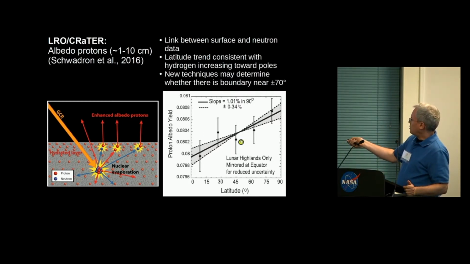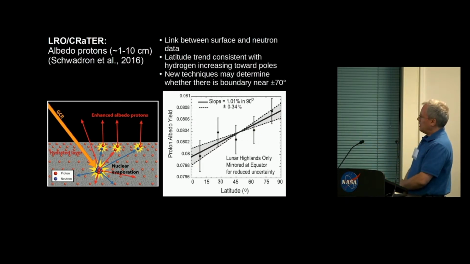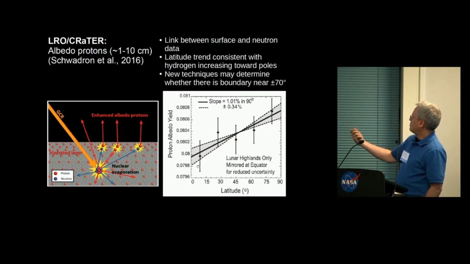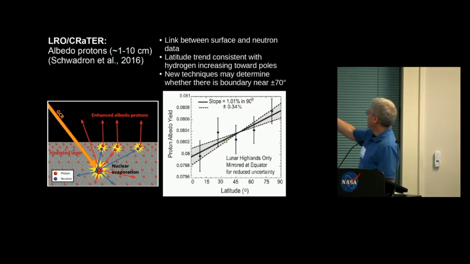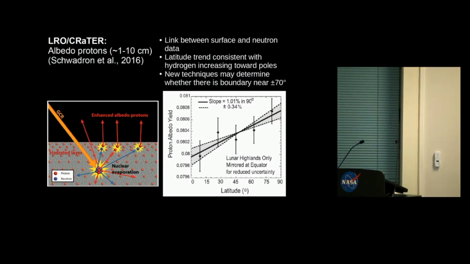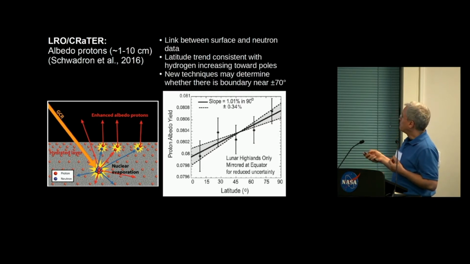And so over here on the right is our first stab, a very low resolution plot of albedo proton yield versus latitude. And wow, this thing even just vibrated. It's misbehaving. And anyways, that point right there, that's the highest yield of albedo protons, and it's nearest the pole. Not exactly proof that there's a cutoff at 70 degrees, but we have two new methods now of reducing data we're going to throw at this and hopefully get a much better latitude trend. And we also have more data to look at.